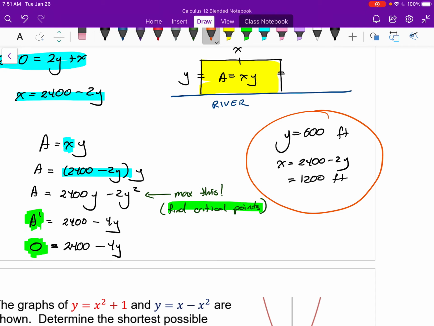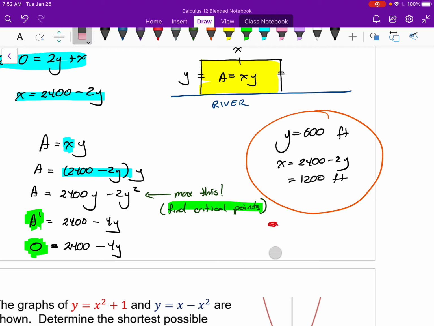Now if I wanted to find the area, the actual maximum area would be 600 times 1200. But when the width is 1200 feet and the height of this rectangle is 600 feet, I know that must be the optimal measurements to create the maximum area. And I know that has to be the best because there's only one critical point. Plus, I can just look at this and realize this area function is a quadratic function opening down. I can visualize that critical point will be a maximum anyways.